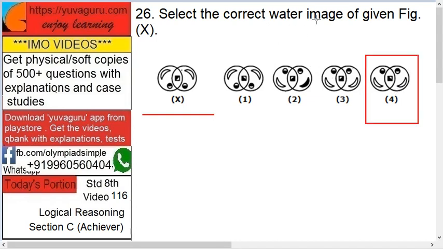This is the answer. One important part you have to remember in water image is the water is always kept below. It can't be kept above or horizontal or vertical anywhere. Okay.